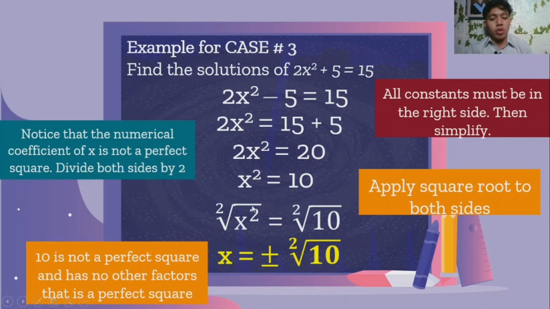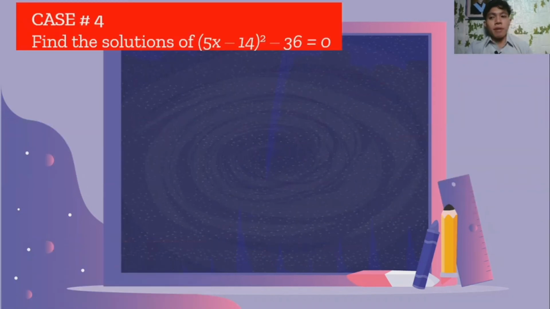Kasi ang square root ng x squared ay x. Okay? So, kinopy na lang natin yung square root of 10 and then you will just put positive, negative. Okay? Case number 4 tayo.